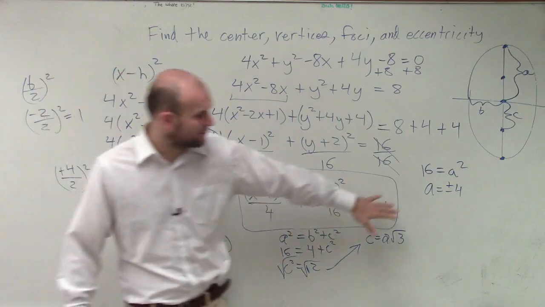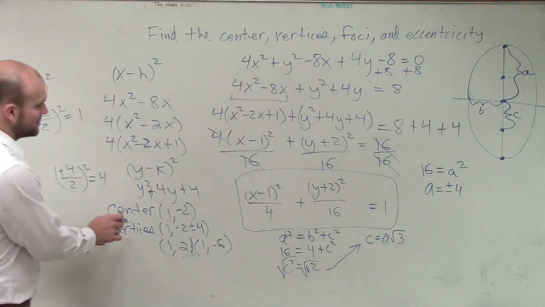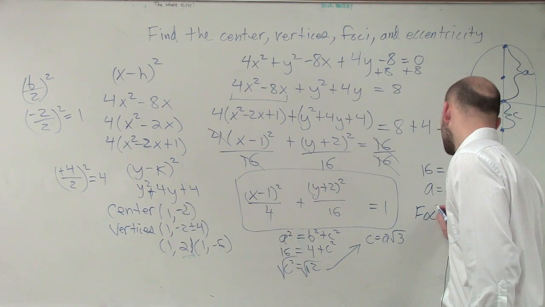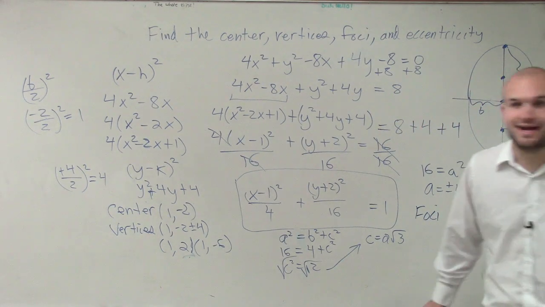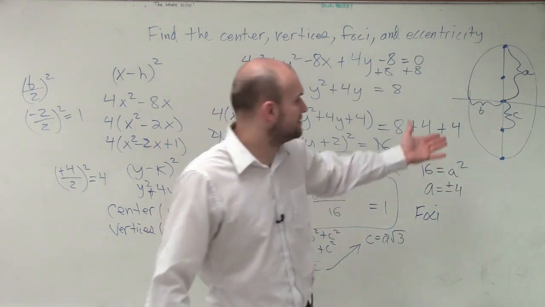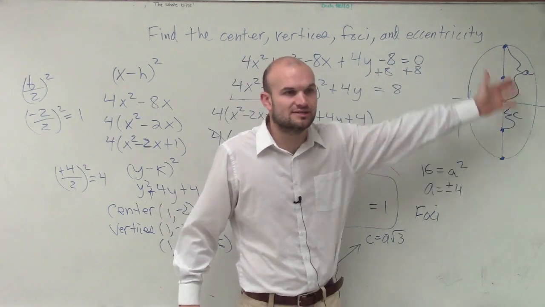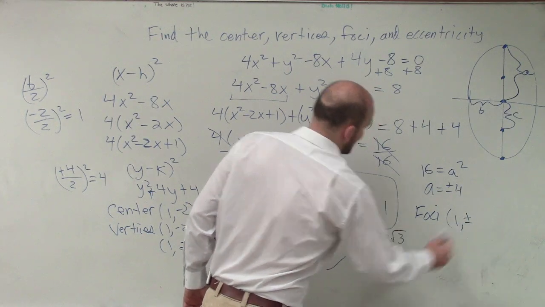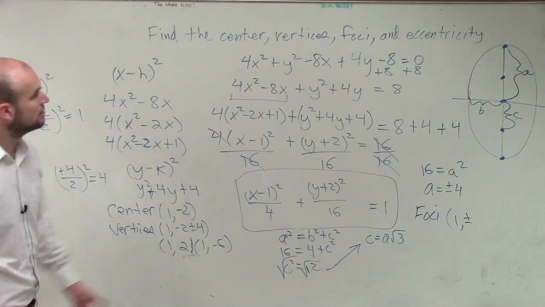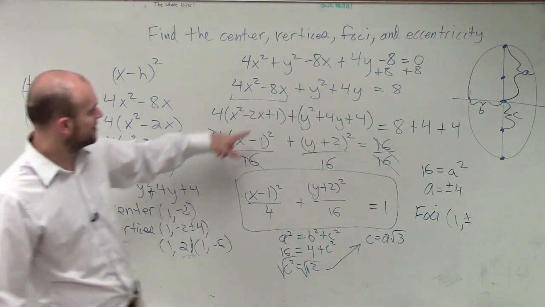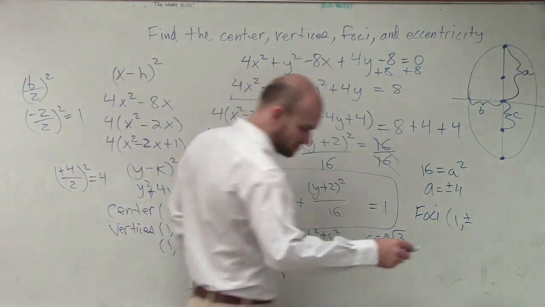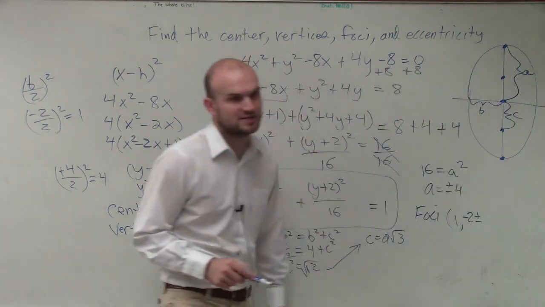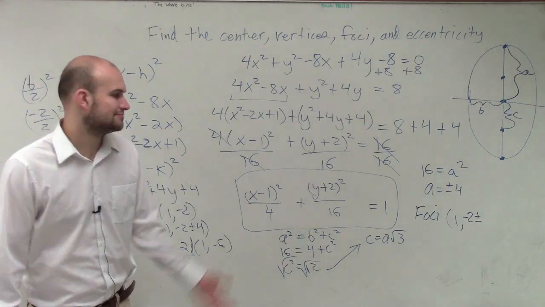Okay, so I'll finish my work over here. So we have the center and the vertices. Now to find the foci. Is the foci gonna have the exact same x coordinate as the center and the vertices? Yes. So we know it's gonna be 1, right? 1 comma, plus or minus, the center's y, which is -2. -2 plus or minus, what's my value of c? 2 square root of 3.